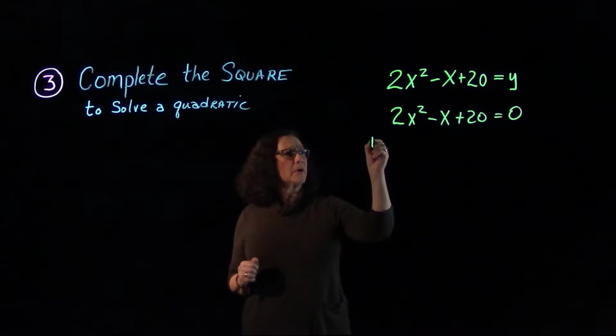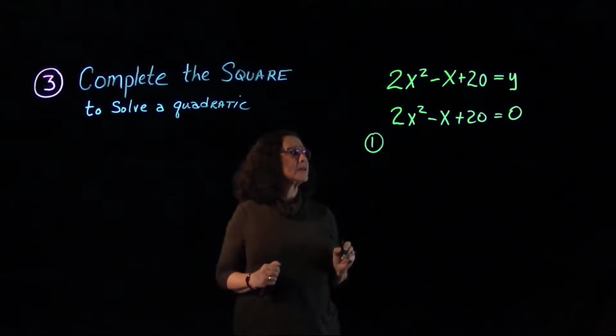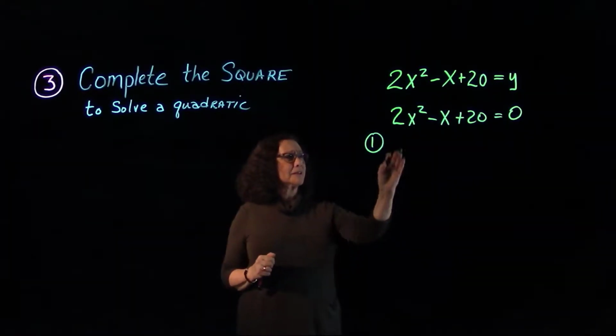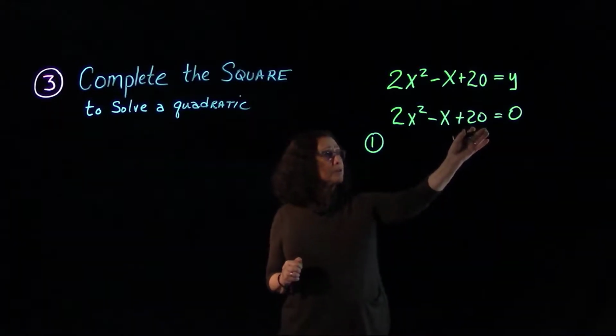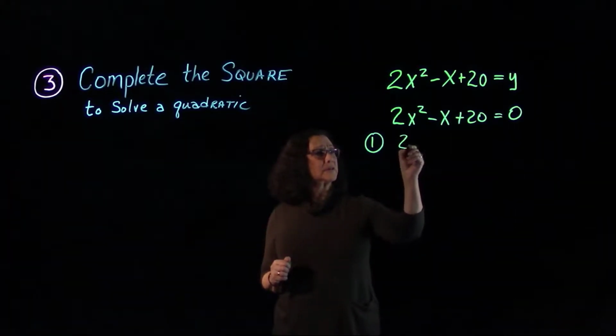So the first step of the process is to isolate the x squared and the x on one side of the equal sign. So we want to subtract 20 from both sides.